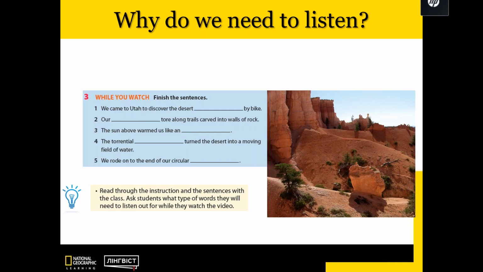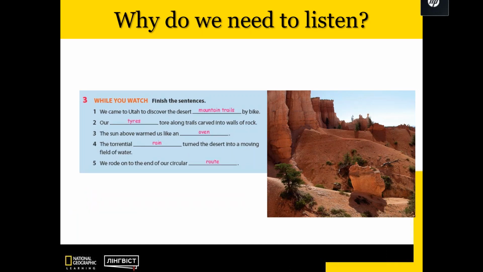So why do we need to listen? Just to check if you are right? Not just because I want you to listen, but you have so many great ideas. Let's listen and see how many of them you guessed correctly, right? So by the way, here are the answers. You see number 3, like an oven.